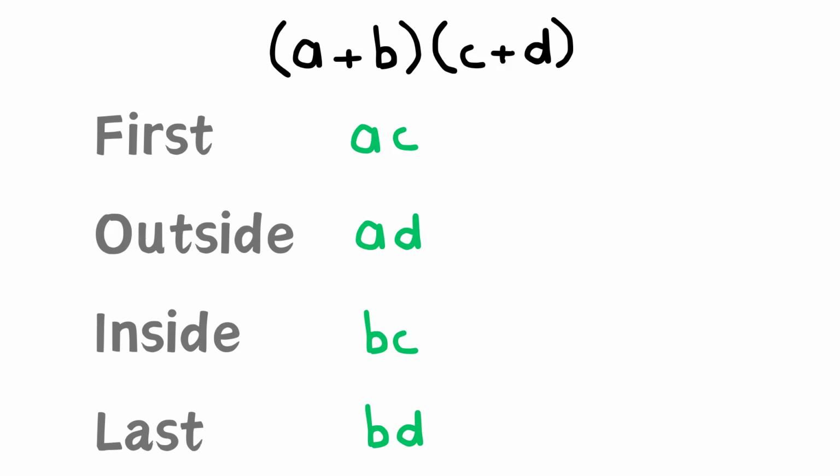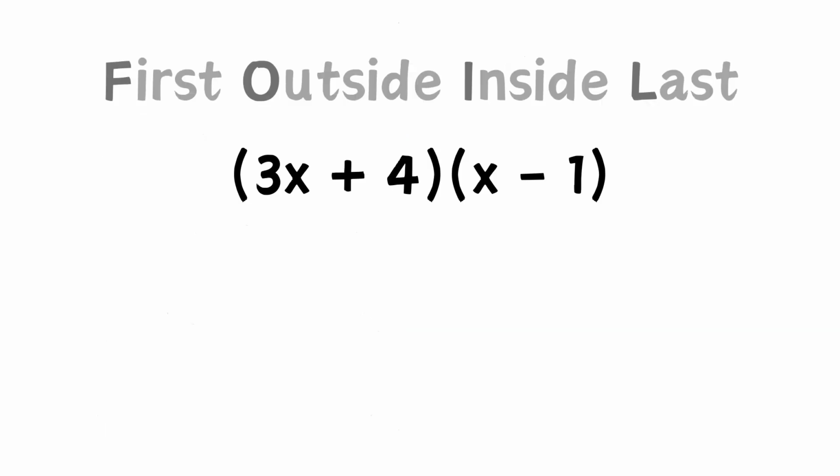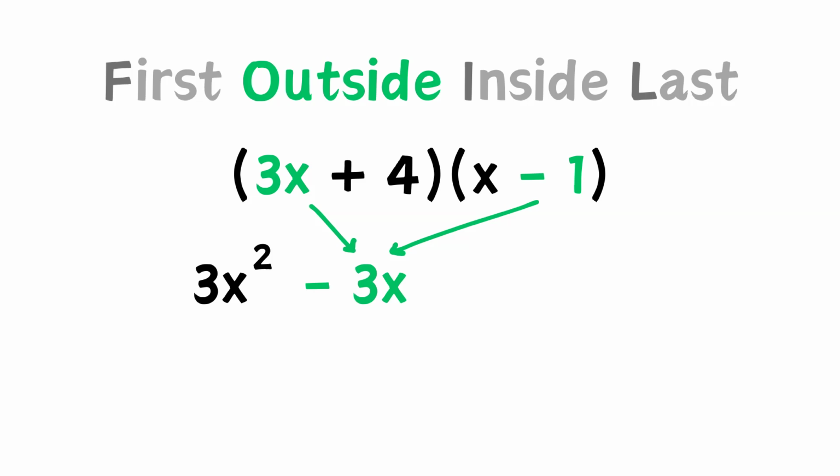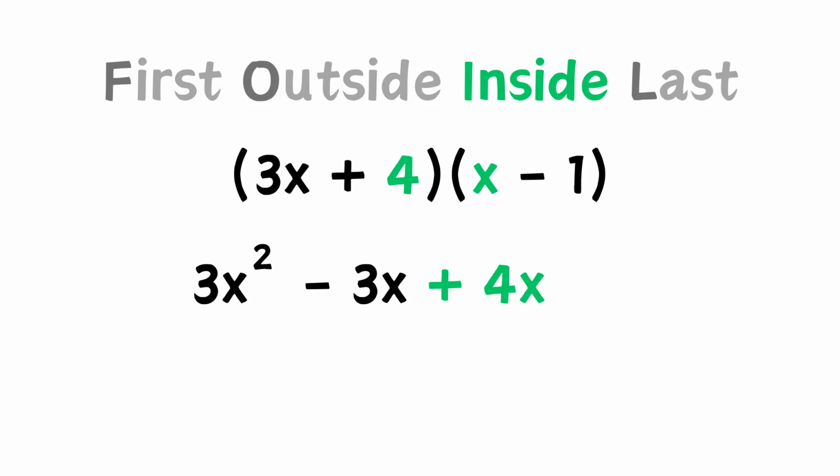Let's see this in action. Looking at these two binomials, the first step is to multiply the first terms together, 3x and x. Multiplying together, that's 3x squared. Next, we multiply the outside terms, 3x times negative 1. This is negative 3x. Now we multiply the inside terms, 4 and x, which is 4x. And finally, we multiply the last terms, 4 and negative 1.